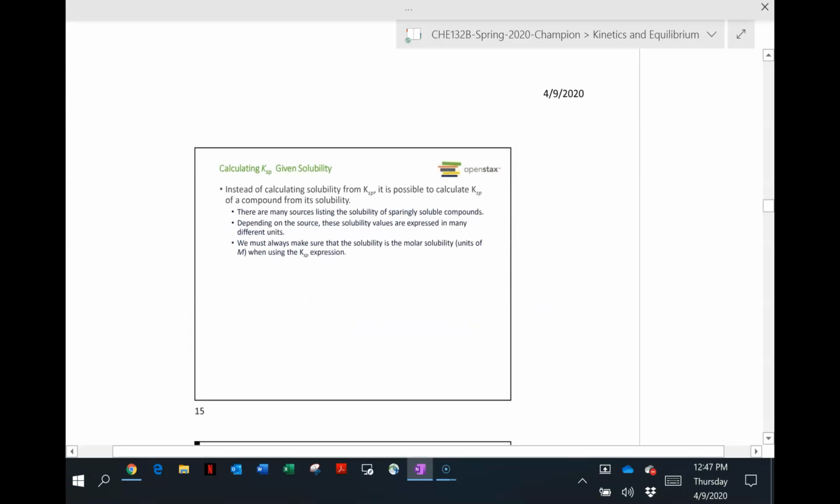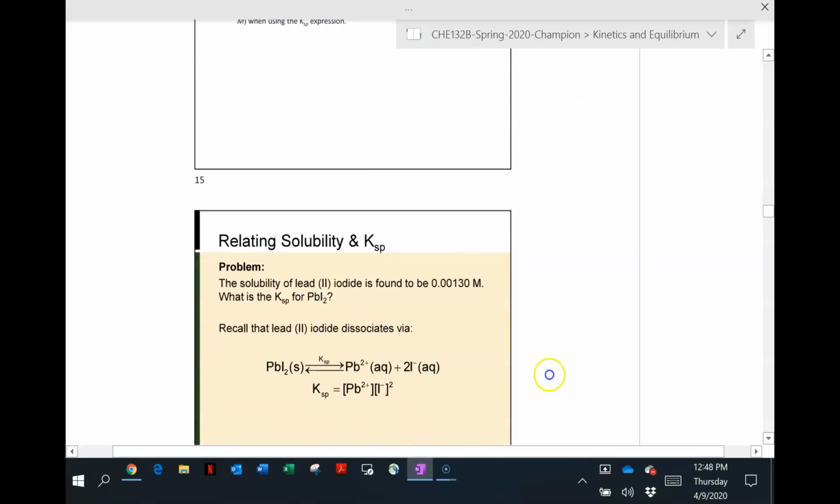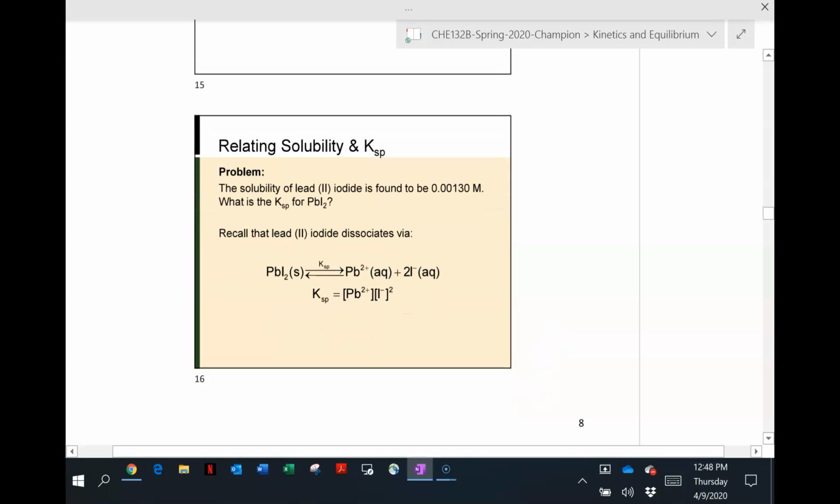The other way we can do this is we can calculate the Ksp if we have some way of measuring the concentration of the dissolved ions. And so we might be given either molar solubility or the gram solubility, and we have to convert it into the molar solubility to do that. Here's another example. So we discover that the solubility of lead(II) iodide is found to be 0.00130 molar. Can we calculate the Ksp for lead iodide?